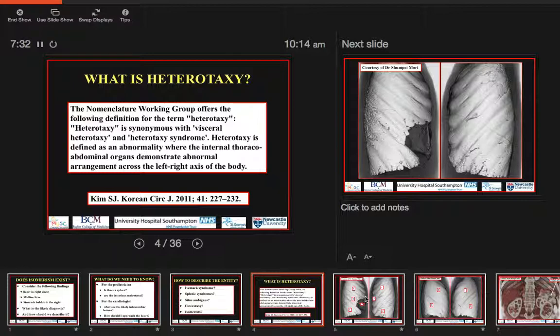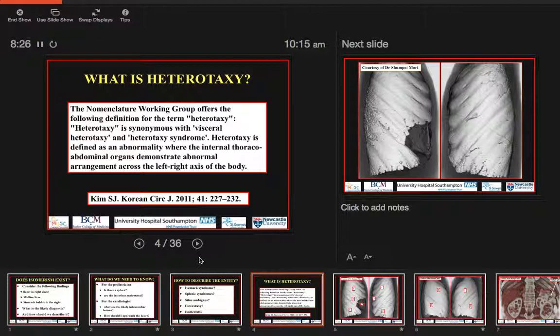So let's look at how these things are defined. What is heterotaxy? There is a very nice paper that is written by Dr. Kim, as you see, 2011, where he analyzed the background to these entities. And he gives the definition here for heterotaxy by the nomenclature working group. Now, I am a member of the nomenclature working group, and it so happens I don't agree with this definition, because the nomenclature working group have decided that heterotaxy is the same as visceral heterotaxy and an abnormality when the internal thoraco-abdominal organs demonstrate an abnormal arrangement across the left-right axis of the body.